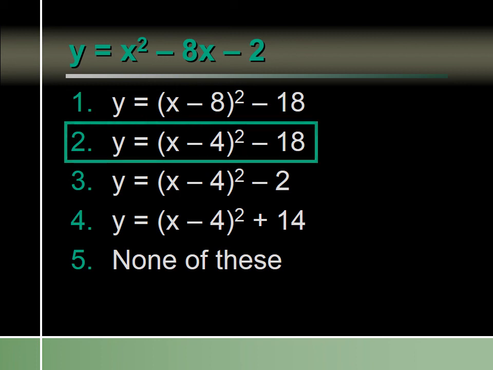Okay, so you should have gotten the answer y is equal to (x minus 4) squared minus 18, which makes sense because half of 8 is 4. 4 squared is 16, which means that you would have been subtracting 16, and negative 2 minus 16 is negative 18. And of course, x squared minus 8x plus 16 factors into (x minus 4) squared.